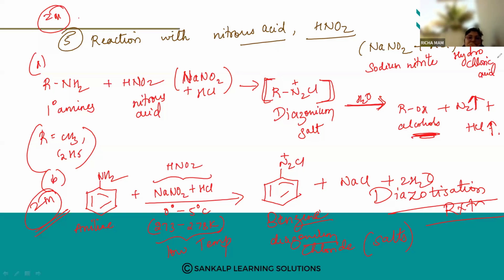Then we discussed alkylation, the second chemical property. Then we discussed acylation. Then we discussed the carbalamine reaction, very, very important. Then we discussed the reaction with nitrous acid. Then we discussed the diazotization reaction.